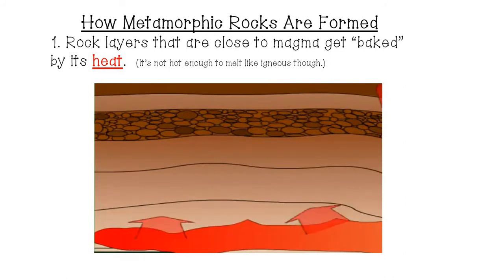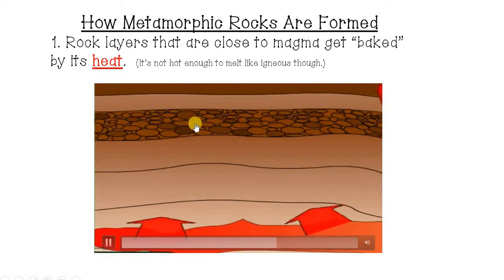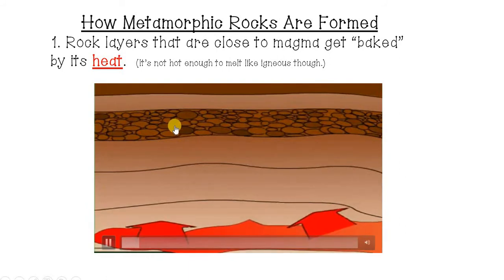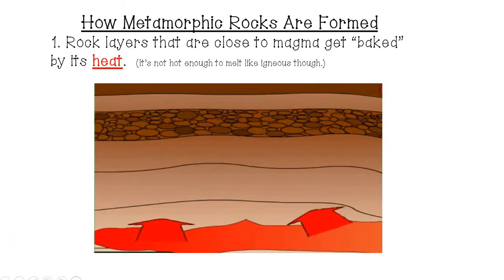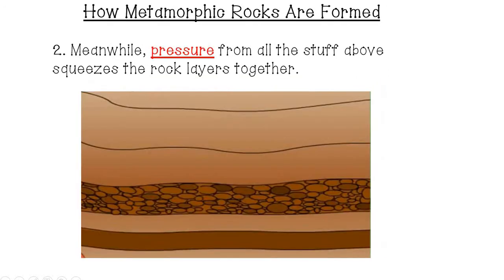Instead, it just gets baked. So if you look at this rock layer right here, it's pretty deep down, close enough that the magma that's here in the mantle is baking it, but not enough that it will completely melt. So the first component is heat.